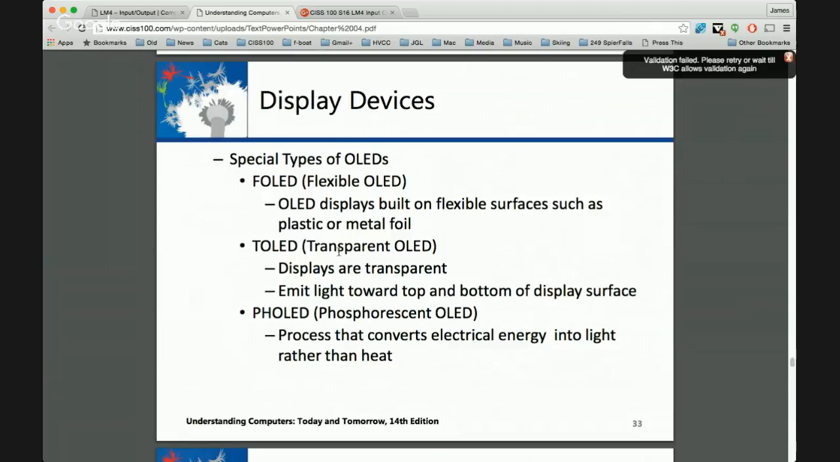But with flexible OLEDs, you can actually carry a monitor, right? Put it up on the wall. Although there are projectors out there too, and I'll show you those as well.